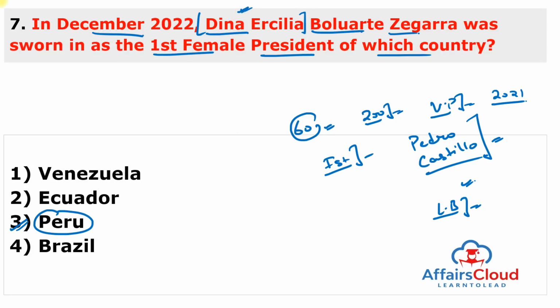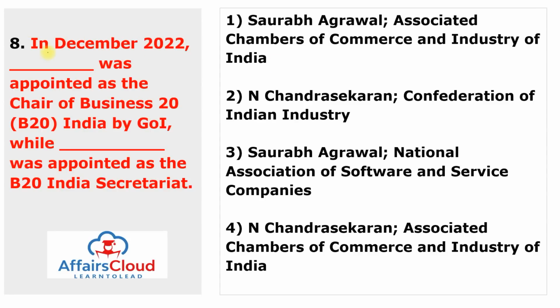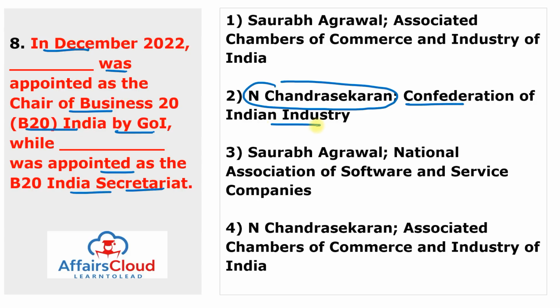Moving to next question. In December 2022, Dash was appointed as the chair of Business 20 or B20 India by Government of India, and this personality is N. Chandrashekaran. And Dash organization was appointed as the B20 India Secretariat, and this organization is Confederation of Indian Industry or CII.